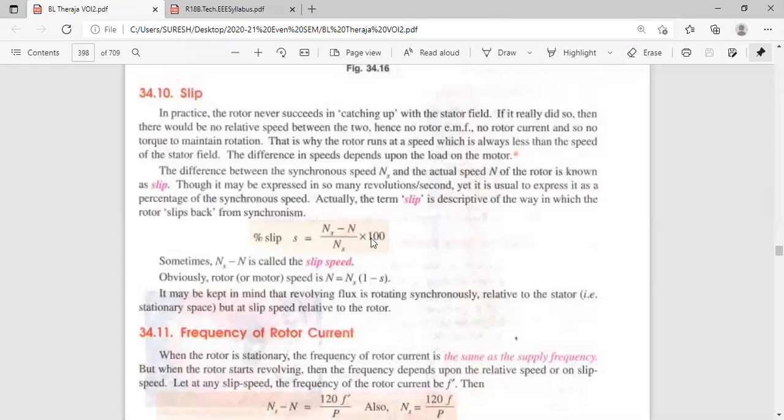Now percentage slip means we multiply by 100. Only slip means (Ns minus n) by Ns. Percentage slip means multiply by 100. Why does the slip concept come in the induction motor? Because the induction motor is an asynchronous motor. In an asynchronous motor, Ns is not equal to n. But in a synchronous motor, slip is not there, because Ns is equal to n. Suppose Ns is 1500 rpm. In an induction motor, let us take n as 1400 rpm. Then there will be slip. If Ns is not equal to n, then the slip concept will come.